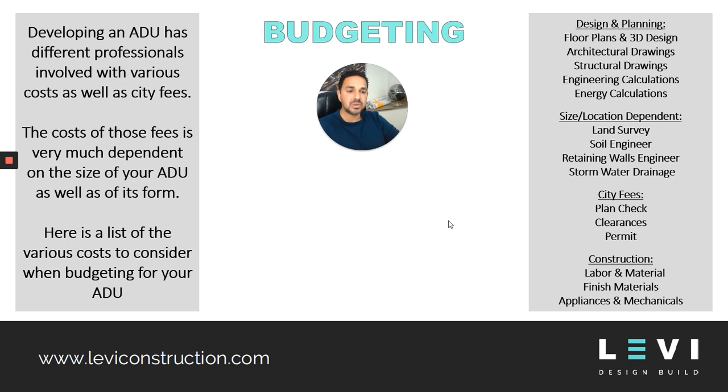On city fees, you're going to have 3 different fees associated with your project. The first one is your plan check, which is basically when you submit the plans, the city is going to charge a fee to review your plans. And then you're going to have clearances with different utility companies. Each one is going to get their own different fee, and an address that's going to be assigned to your ADU. And once your plans are approved, you're going to have the actual permit fee you're going to need to pay before construction can start.